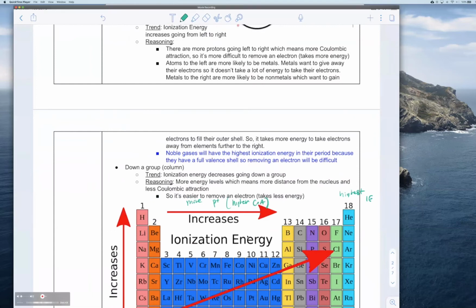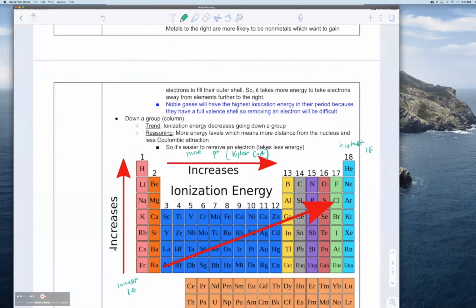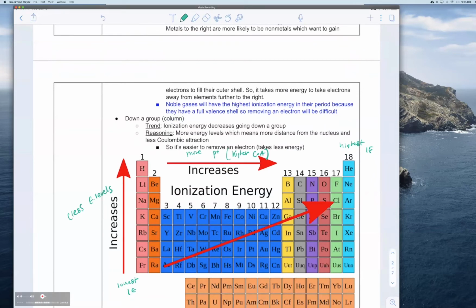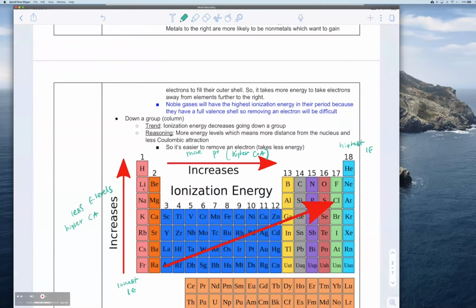And if you have higher Coulombic attraction, that means since your protons are pulling the electrons more closely, it's going to be more difficult to remove those electrons. And then ionization energy increases as you go up because you have less distance or fewer energy levels as you move up in a column, which means that you have higher Coulombic attraction again. So it's going to be harder to pull off that electron.